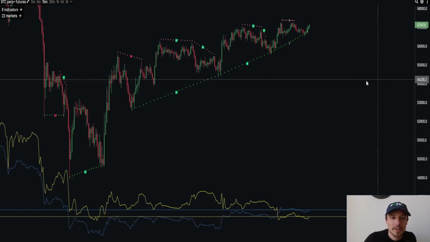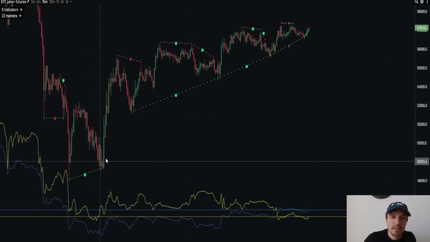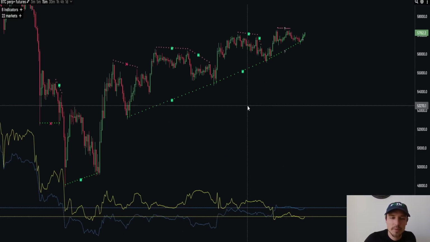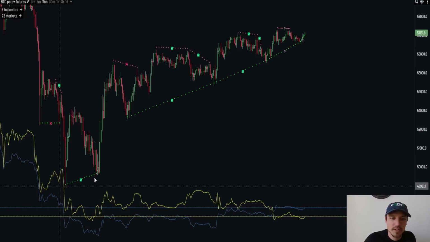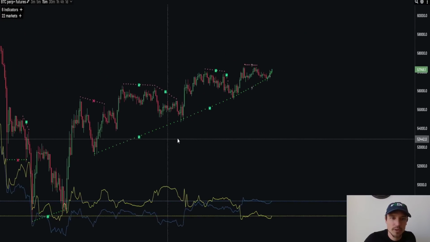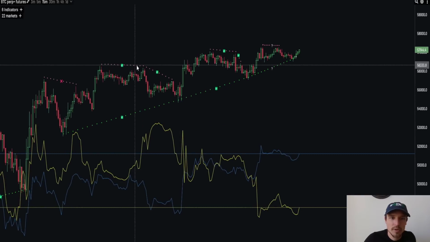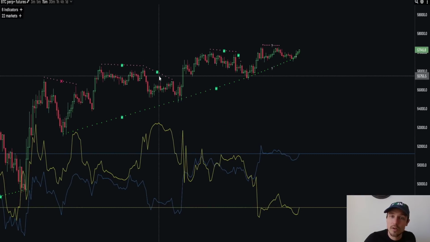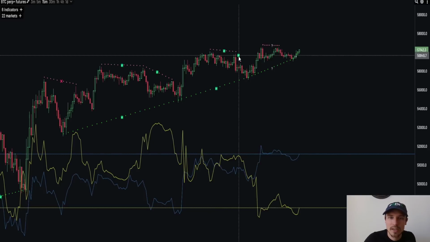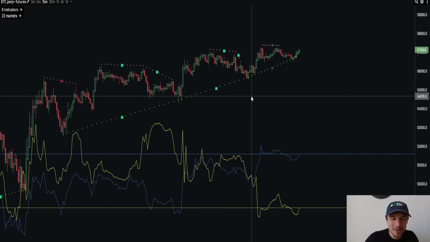If we look at the CVD divergences, then so far the bullish CVD divergences have played out nicely. The first bullish CVD divergence here at the low played out, price moving to the upside. Then we had some bearish CVD divergences that also played out, and the bullish CVD divergence that also played out over here, price moving to the upside. Two bearish CVDs also again played out. Another bullish CVD also played out.